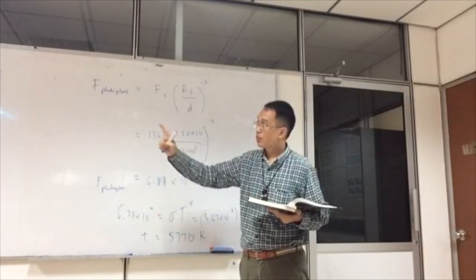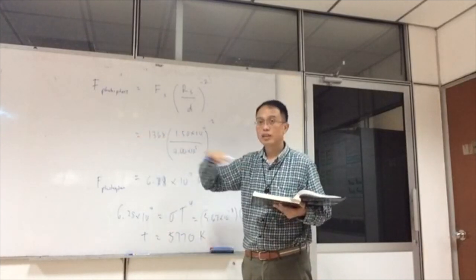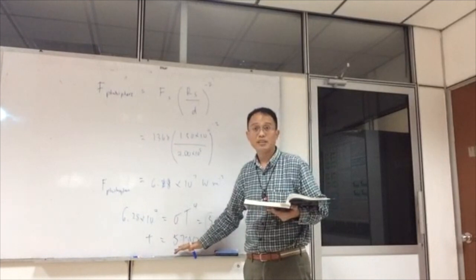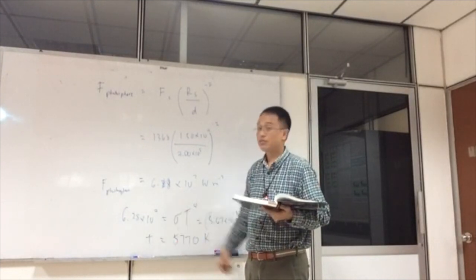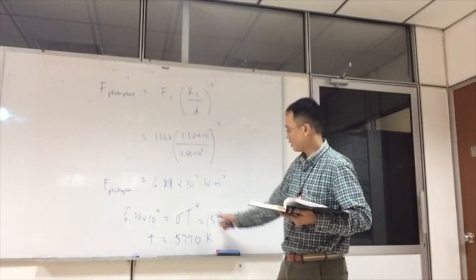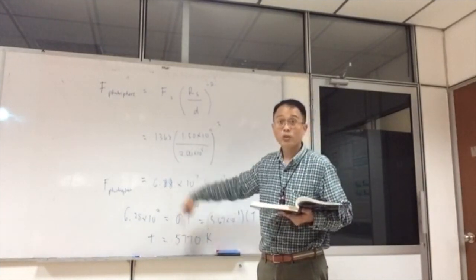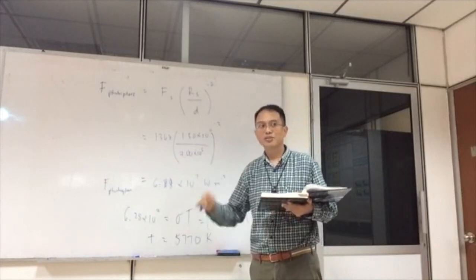The one that we calculate using Wien's displacement law is the actual spectrum. Well, this one is the black body estimation. And that's why it's slightly different. But again, it's quite close to each other. So we know it's about 6,000 Kelvin or so.